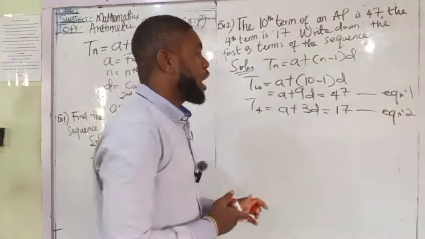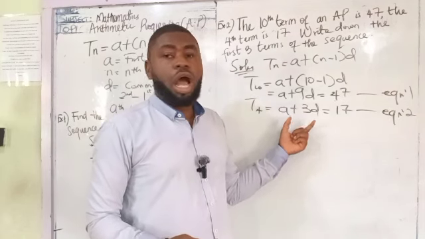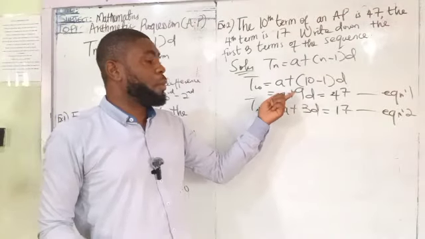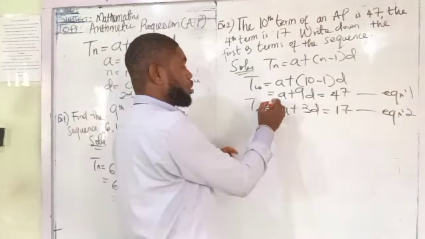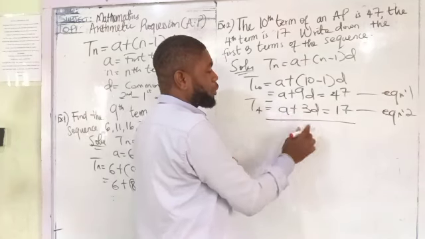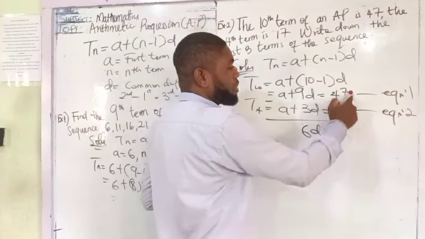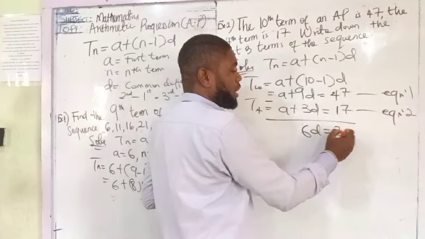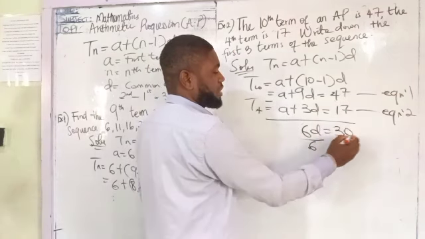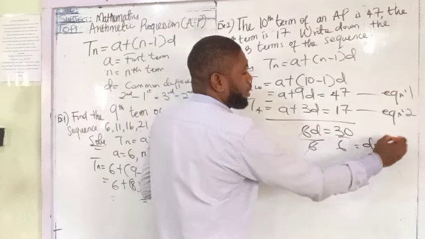To solve it, I will eliminate A, using the elimination method. To eliminate A, I will do equation 1 minus equation 2. If I subtract, I will have A minus A is 0, 9D minus 3D gives 6D, 47 minus 17 gives me 30. So if I have 6D equals 30, I'll divide both sides by 6. It cancels out, and my D equals 5.